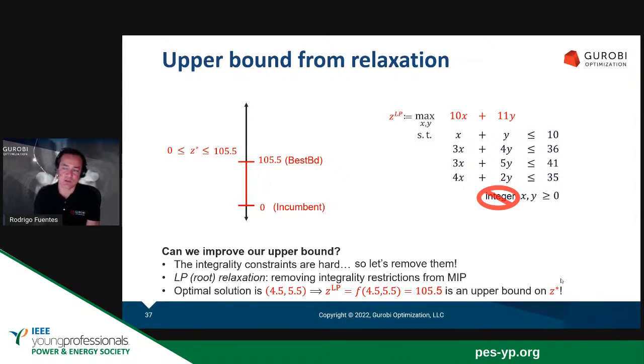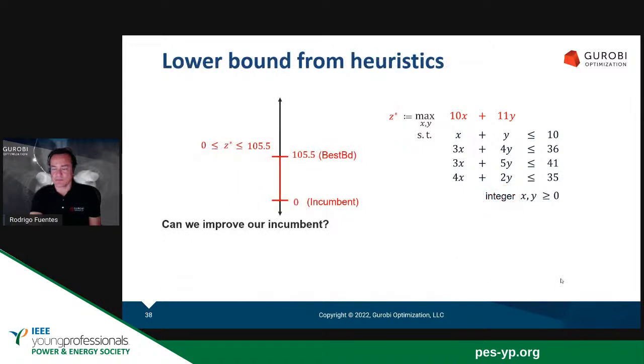What about the incumbent? We are still left with an integer solution that is zero chairs and zero stools. So can we improve that? Can we improve our incumbent? Let's try to do that. Let's try to guess a good solution based on what we know.